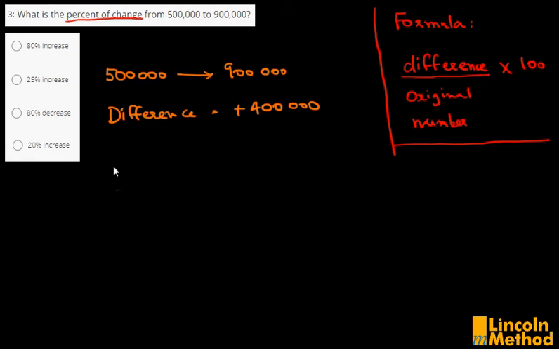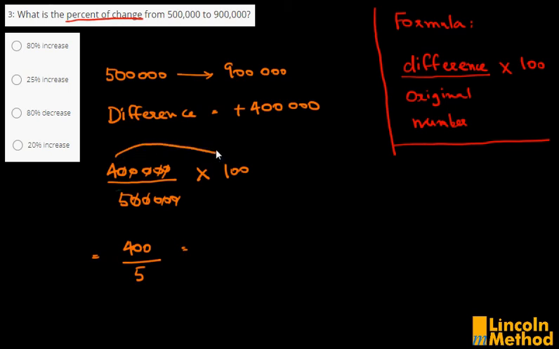So looking at the formula, in order to solve this, let's write it down as a fraction first. So 400,000 over the original number that we started off with, which is 500,000, multiplied by 100. So let's cancel out all the zeros first, and we're left with 400 over 5. We multiplied 4 by 100. So let's see what we get when we solve this.